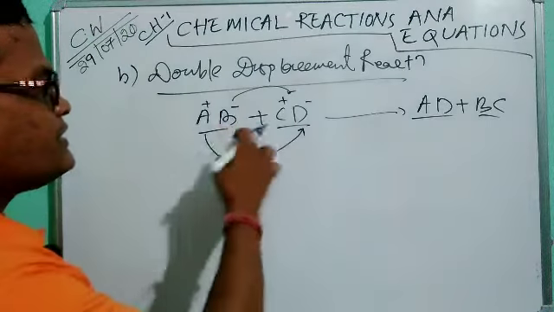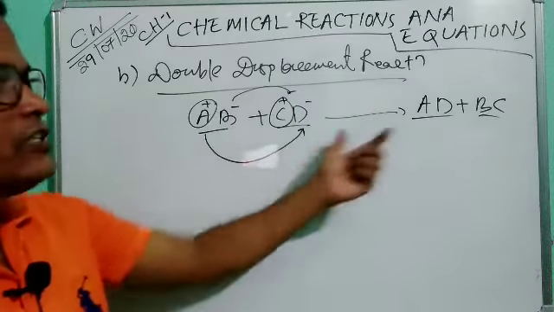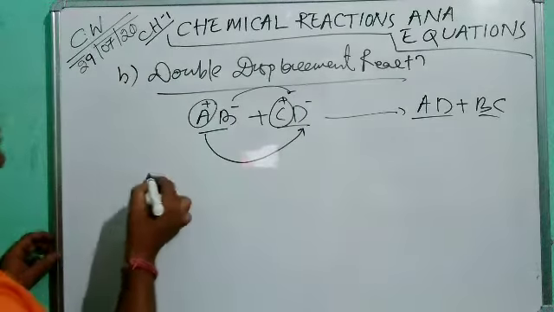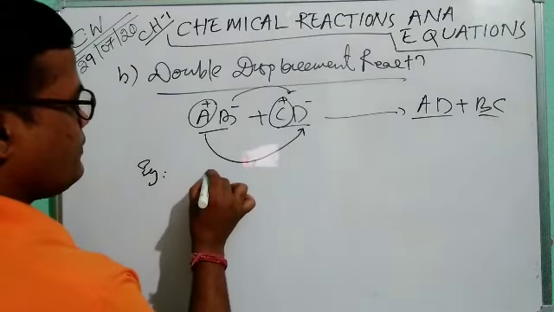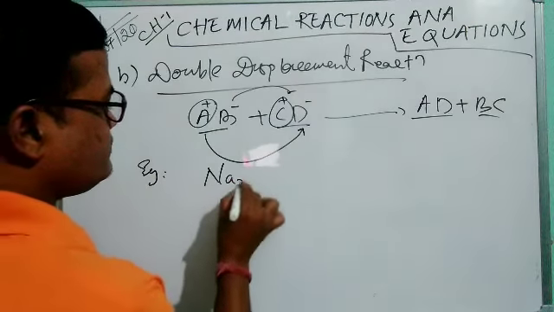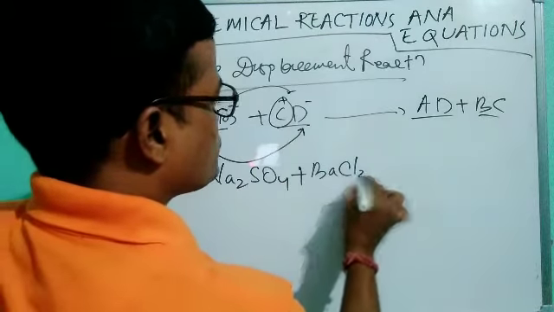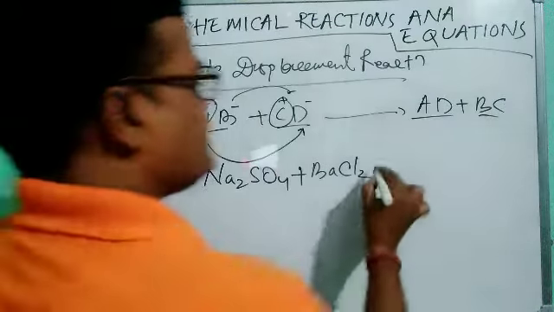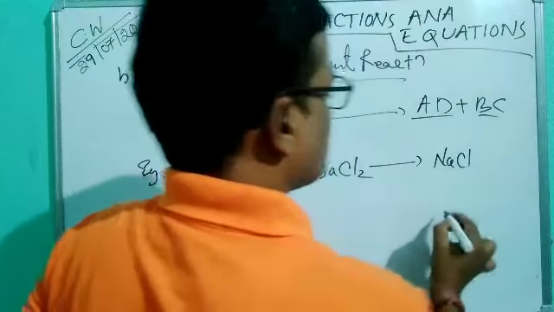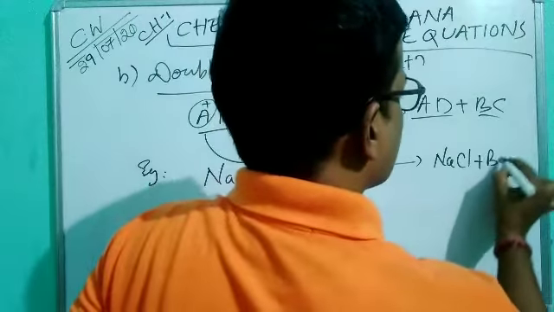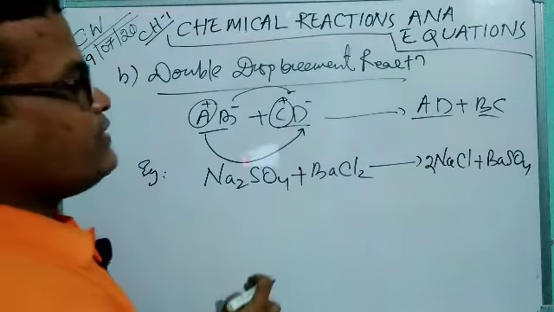Two metals displace each other. Here the two metals are A and C. They displace each other, forming certain new substances. As an example, sodium sulfate plus barium chloride gives rise to sodium chloride plus barium sulfate.